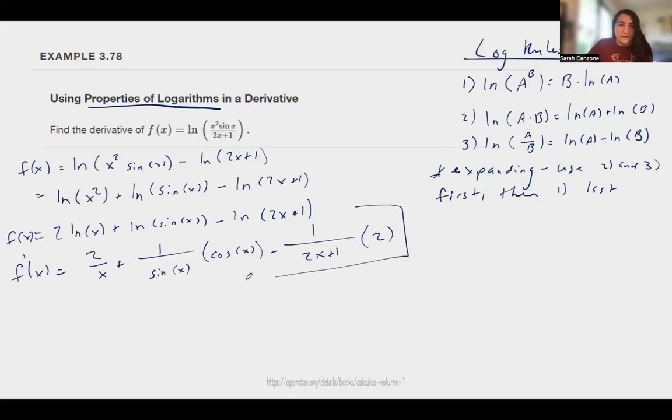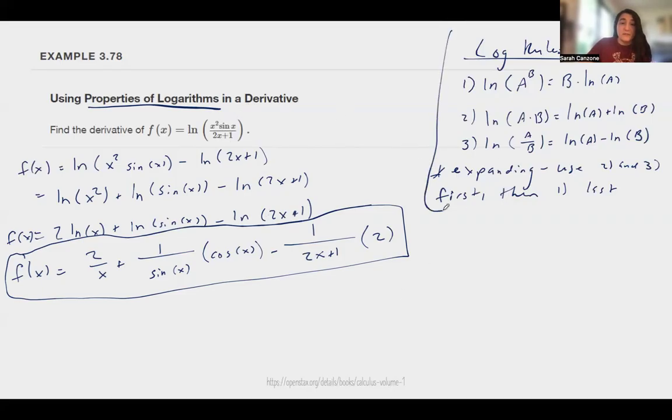And that is your answer. This is going to give you a significantly easier answer than trying to do the derivative directly. So I suggest breaking this up if you see this as a question. And definitely remember your log rules. These will come in handy.